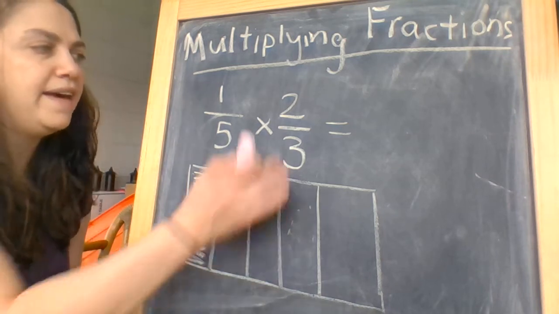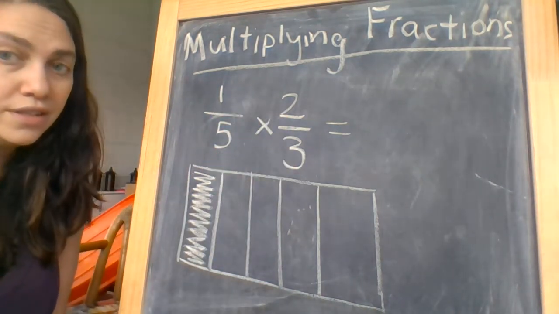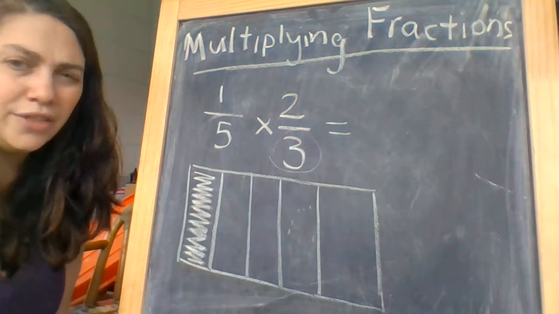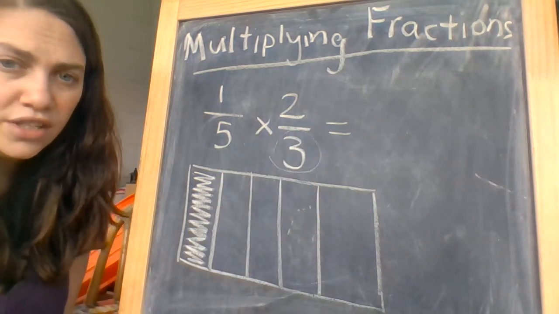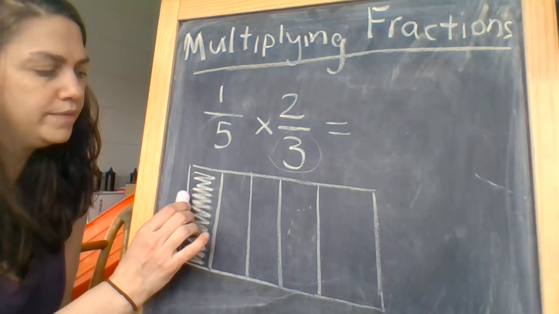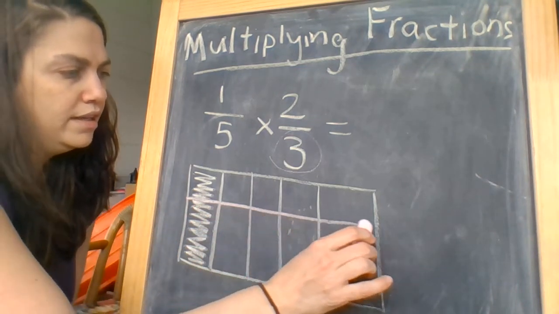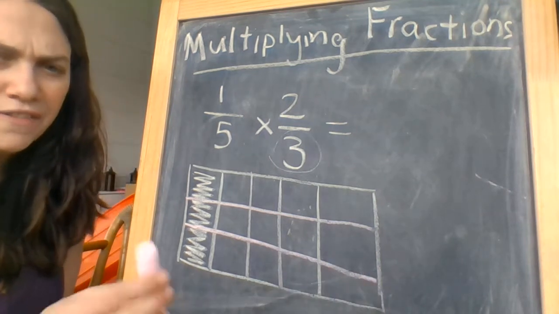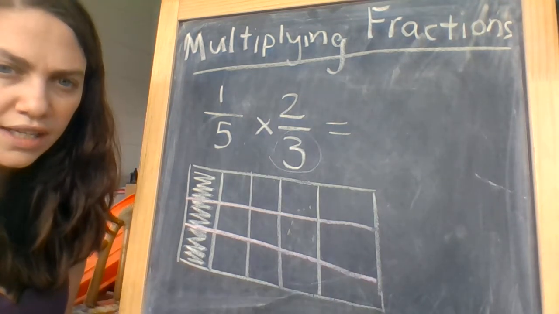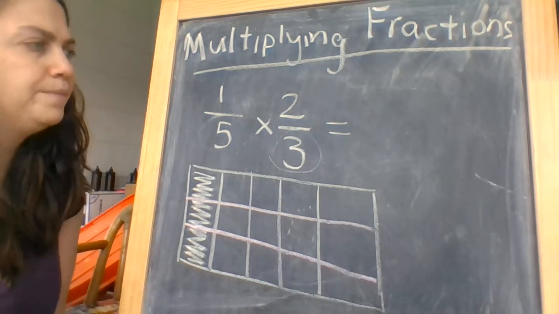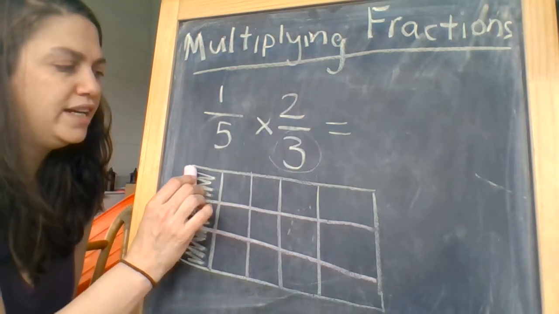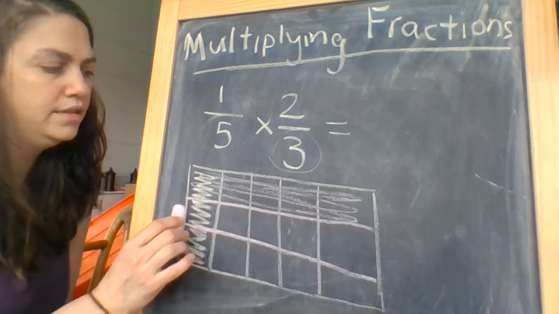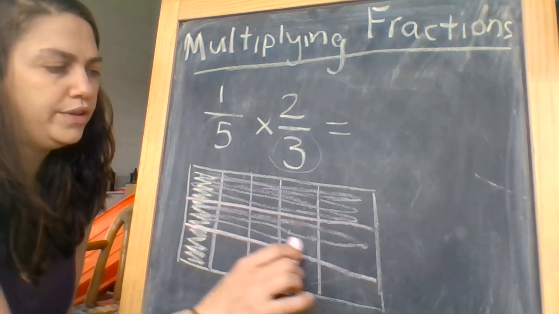Now I'm going to multiply that by 2/3. So I'm going to now take my 5th box and split it into thirds. If I want thirds, I need to draw 2 lines. I'm going to go across. 1, 2. I don't know if you can tell on the video, I've chosen a different color chalk now, so you can see me shade these in. I want 2/3 shaded in. 1/3, 2/3.